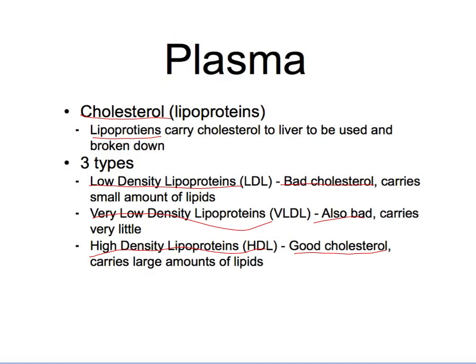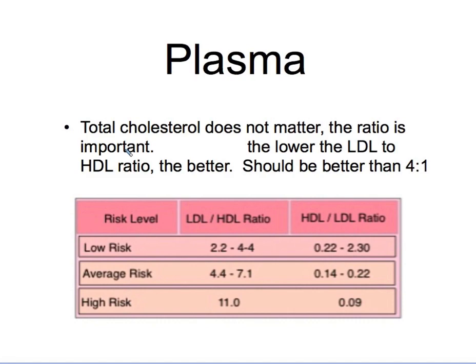And so because there are multiple types, it's important to understand that your total cholesterol doesn't really matter as much as it's kind of made out to be. The total number is not the issue. The ratio is important. If you have a low LDL to high HDL ratio, the better. It should be better than 4-1. So you should have roughly 4 LDLs to every 1 HDL.